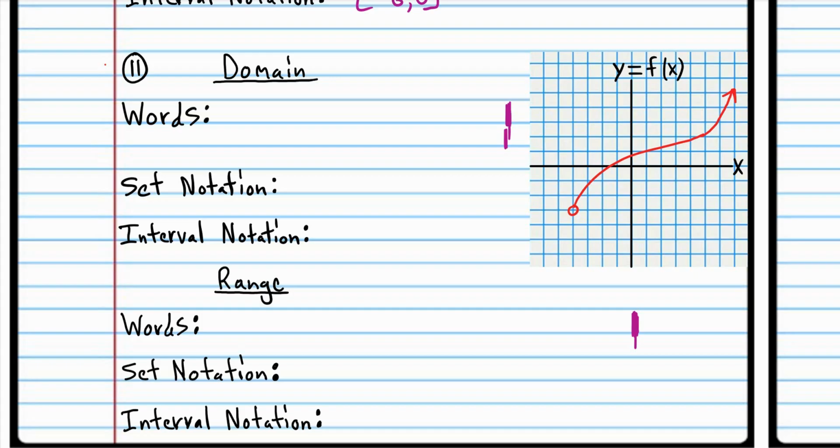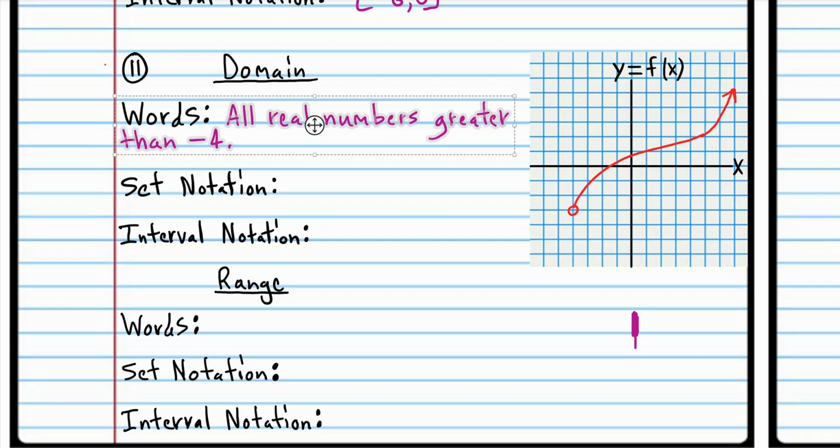So all of the x values of the points on this graph are greater than -4, and they just keep getting bigger and bigger and bigger. There's no bound in terms of how big those x values can get. So the domain is all real numbers greater than -4. It's the set of all x values such that x is greater than -4.